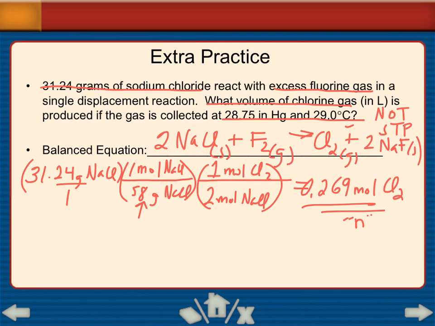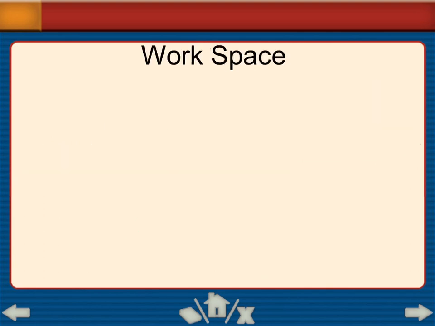Okay, so we are going to write the ideal gas law out. PV equals nRT. And again, we're looking for the volume of the chlorine gas, so we can solve for volume. So V equals nRT over P. And go ahead and make all the appropriate substitutions. So n is going to be the moles of chlorine gas. So that'll be 0.269 moles.